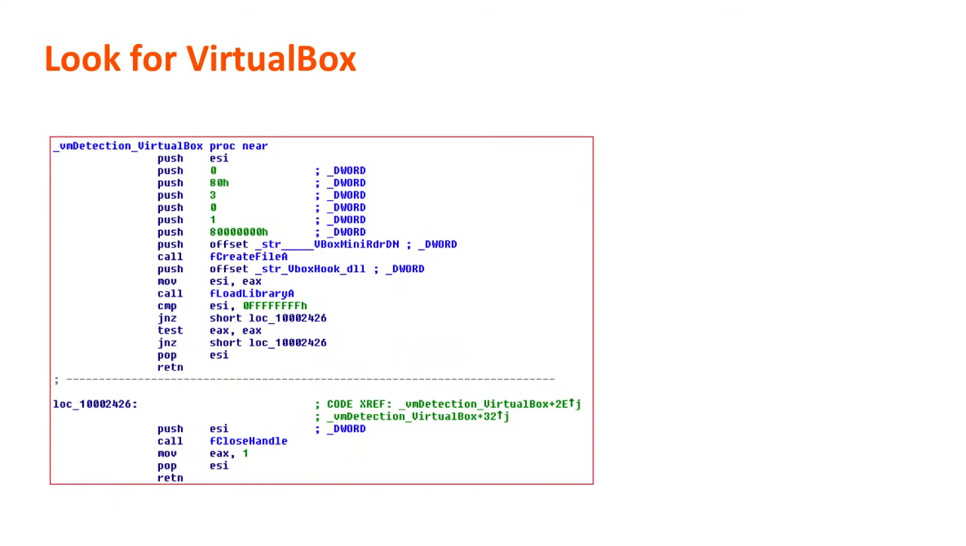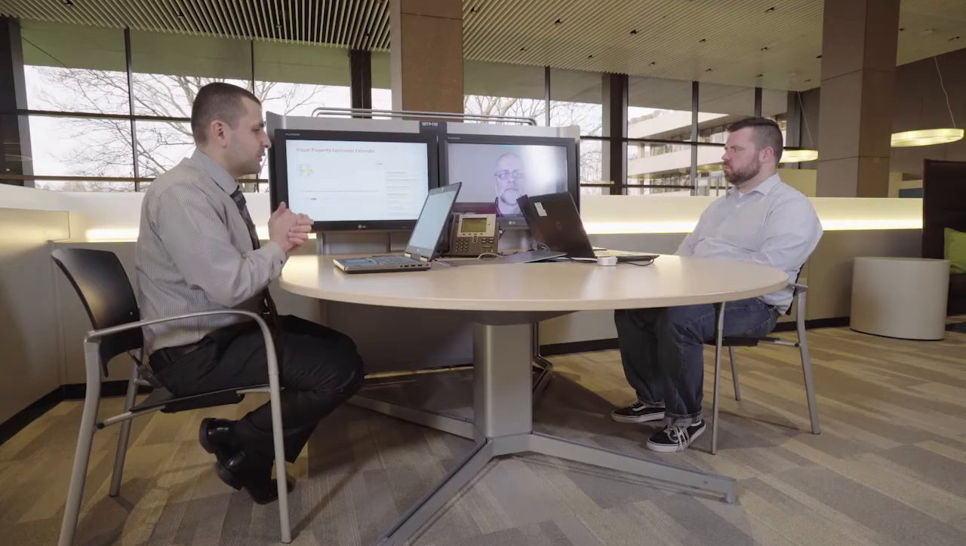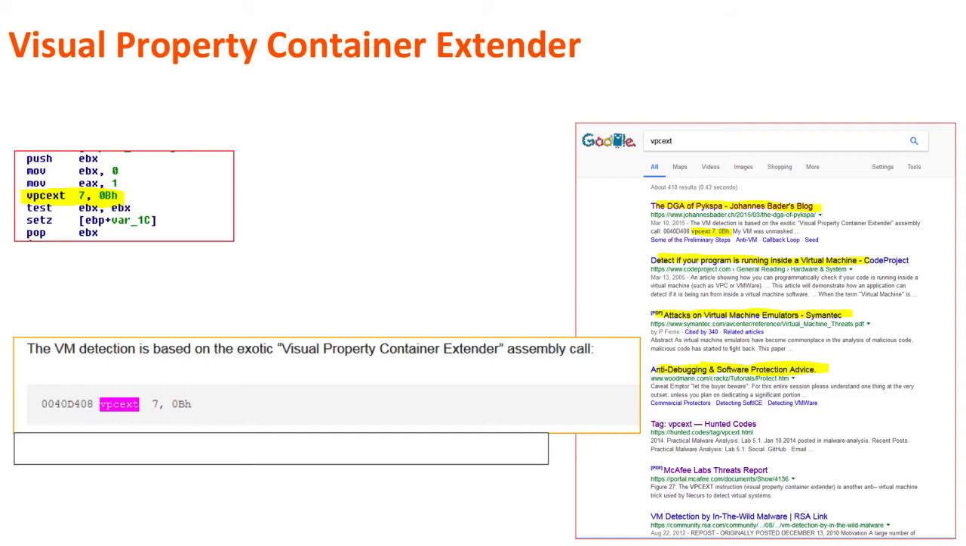Another thing that they could detect is if you're inside VirtualBox. The way they do that is also another unique way. They look to see if you have a very specific driver that they try to load or a specific file. So this is two ways. They look for a specific file or they try to load a specific DLL. If you're able to do either of those things, then potentially you're inside VirtualBox, or you're outside. And here's the final one that this specific malware from this specific APT group was using: the virtual property container extender instruction. So again, it's another one of those instructions in the language. If you run it inside a VM, one thing happens. If you run it outside of the VM, another thing happens.